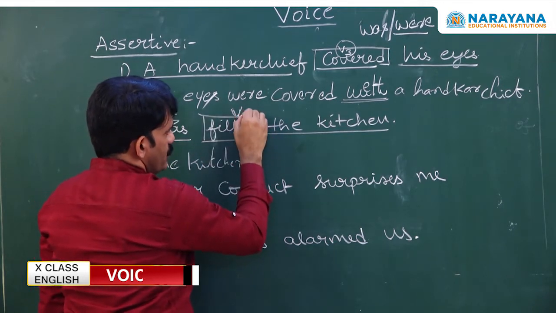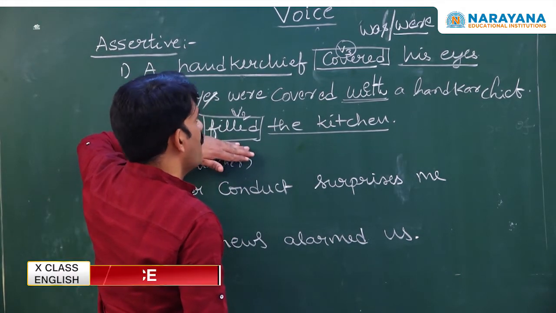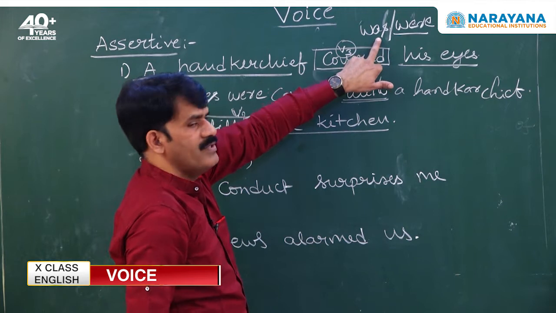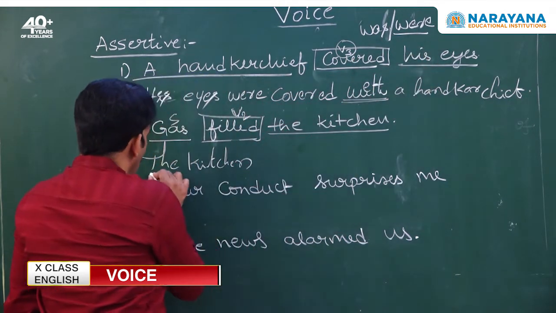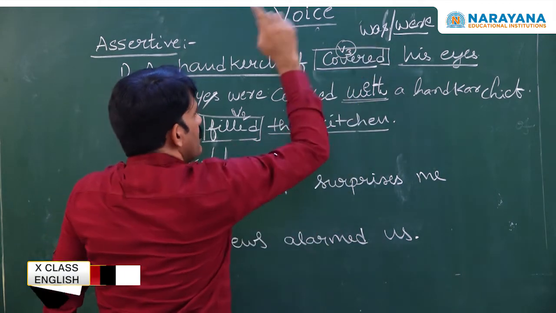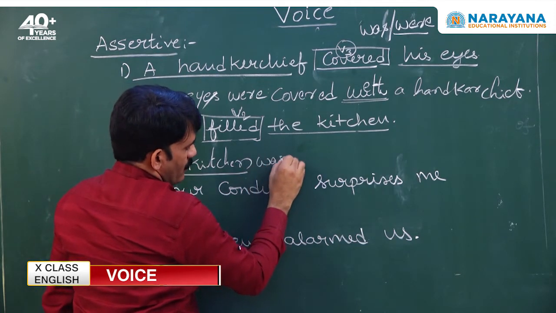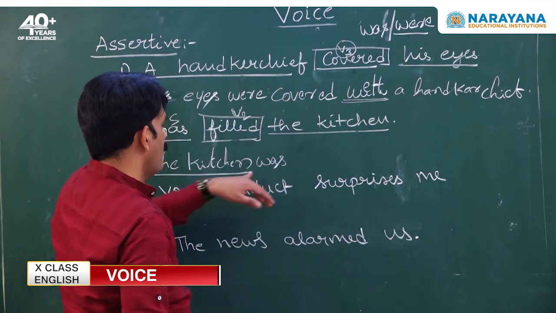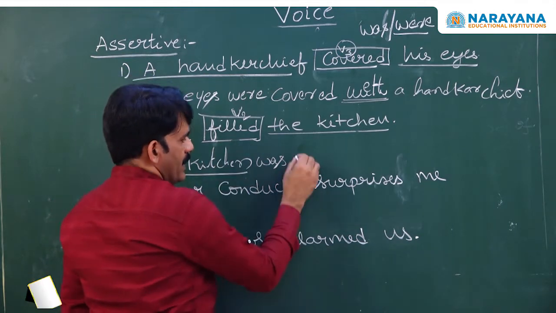Filled is V1 or V2? V2 again, which means it is in simple past tense. Simple past tense be forms are was or were. As the object is singular, we have to take the singular be form, that is was. The kitchen was. What is filled? Third form, filled itself.